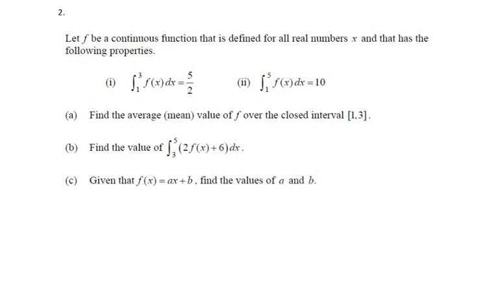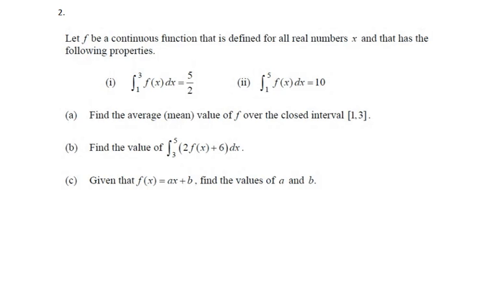In problem number 2 of this problem set, we have f as a continuous function that is defined for all real numbers and that has the following properties. Integral from 1 to 3 of f of x dx is 5/2. Integral from 1 to 5 of f of x dx is 10. The first thing that we want to do is to find the average or the mean value of f over the closed interval from 1 to 3.